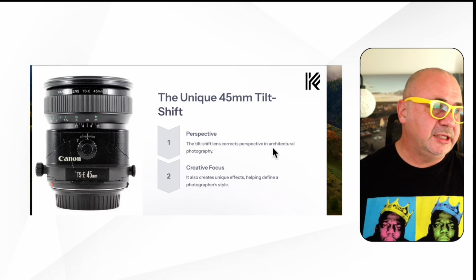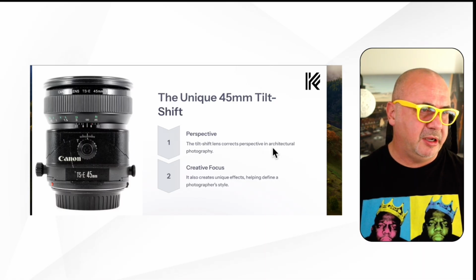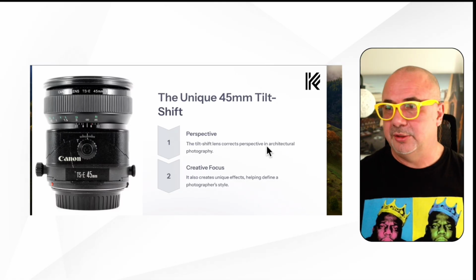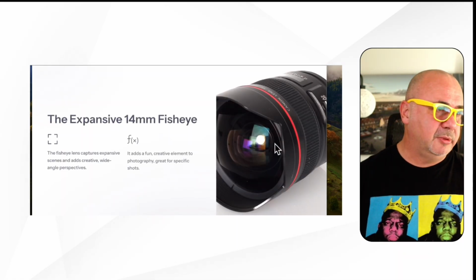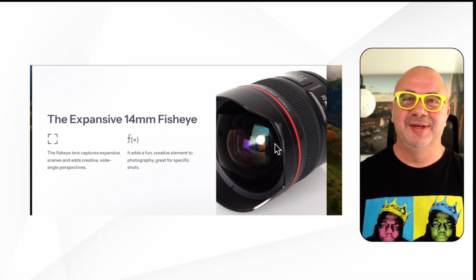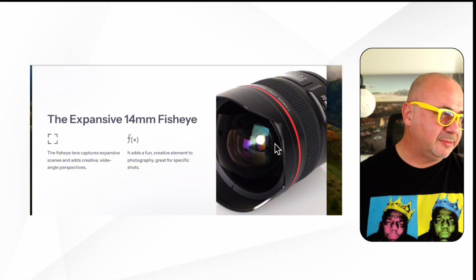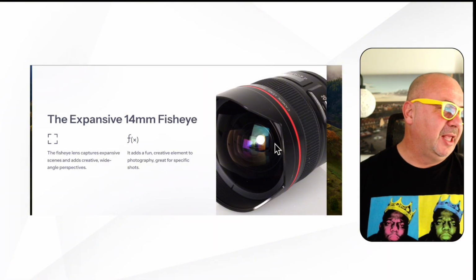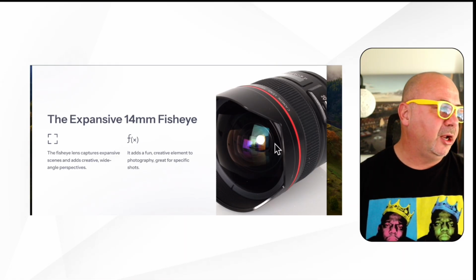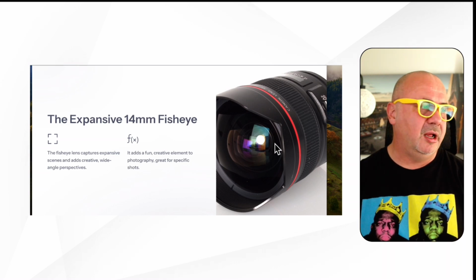So the last one here, let's make sure we covered everything. The tilt shift lens corrects perspective in architectural photography. It also creates unique effects, helping define a photographer's style. Yeah, so we're good on this one. And the last one here is the expensive 14 millimeter fisheye. The fisheye lens captures expansive scenes and adds creative wide-angle perspectives. It adds a fun, creative element to photography, great for specific shots.